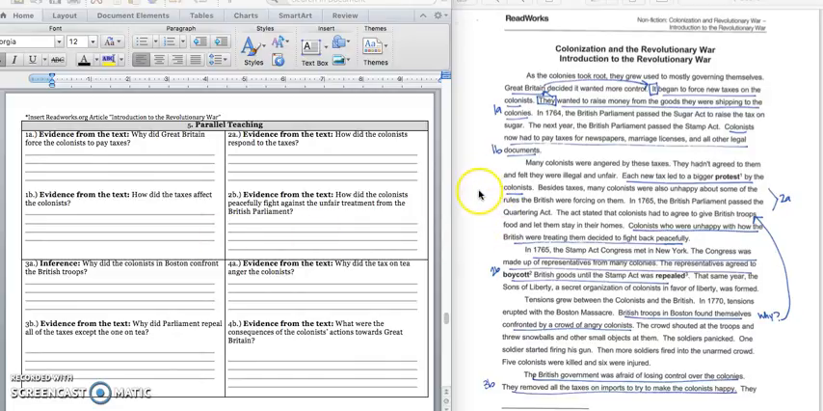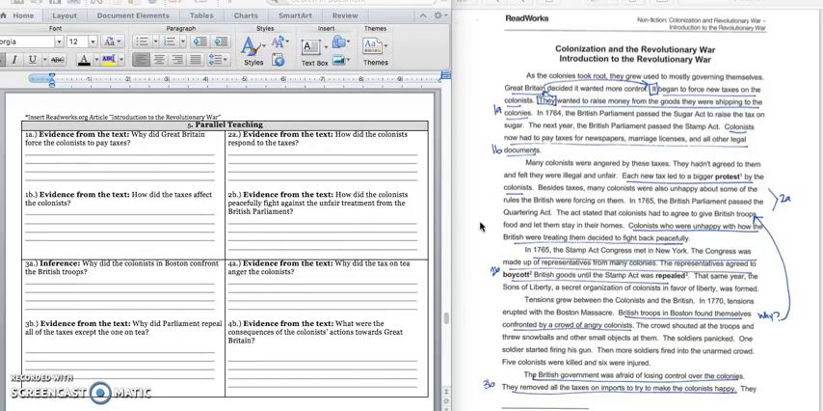Let's keep reading in paragraph 2. Many colonists were angered by these taxes. They hadn't agreed to them and they felt they were illegal and unfair. Each new tax led to a bigger protest by the colonists. Besides taxes, many colonists were also unhappy about some of the rules the British were forcing on them. In 1765, the British Parliament passed the Quartering Act. The act stated that colonists had to agree to give British troops food and let them stay in their homes.